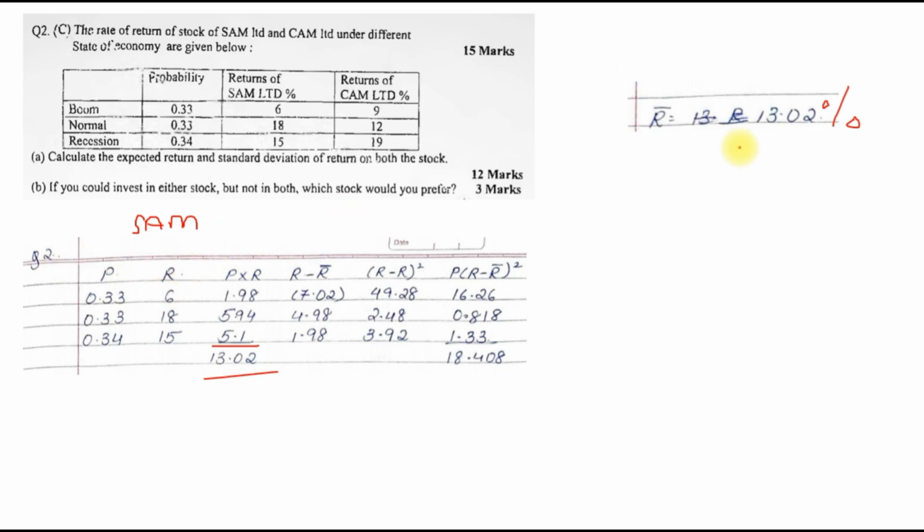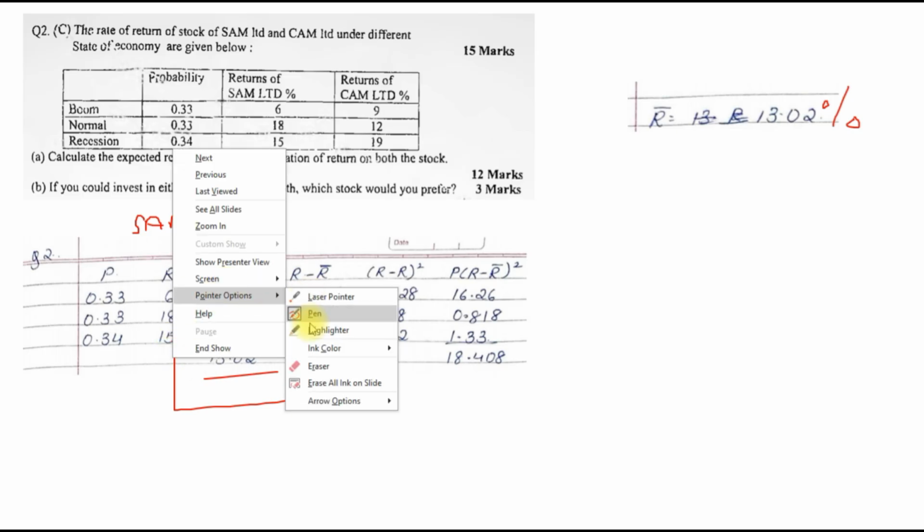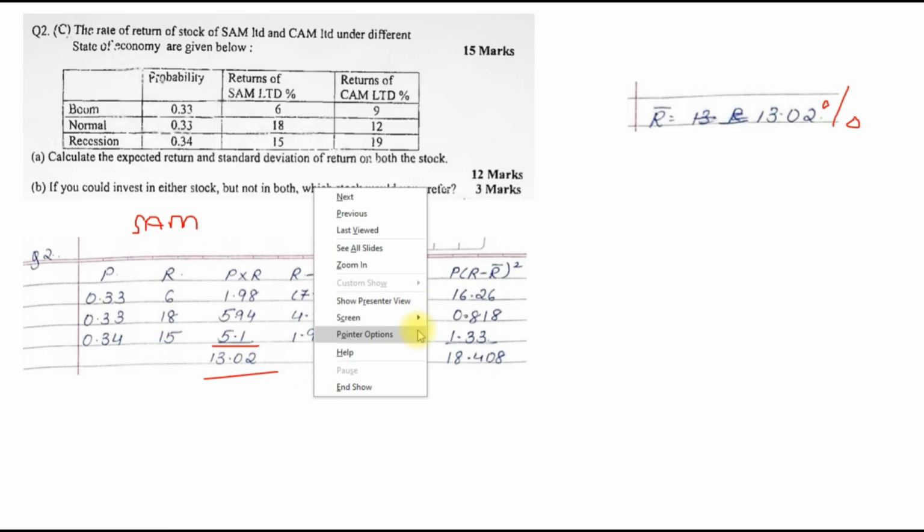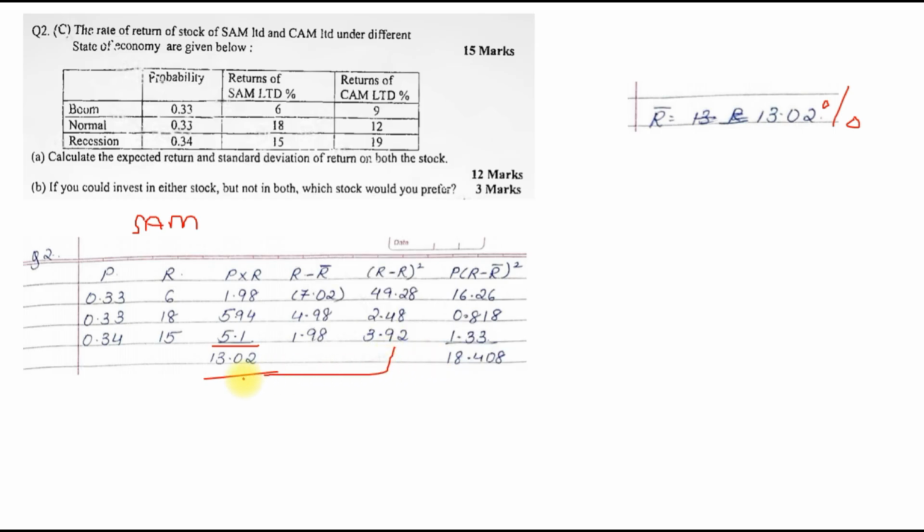After getting that, the next column will be R minus R bar. So all your returns minus R bar. Okay, 6 minus 13.02, 18 minus 13.02 and 15 minus 13.02, we get the deviations. We need to square them up. So we get 49.28, 2.48, 3.92, and whatever answer you get, we have to multiply that with the probability. So 16.26, 0.818, 1.33, we add up, we get the total value as 18.40. That's nothing but your variance.